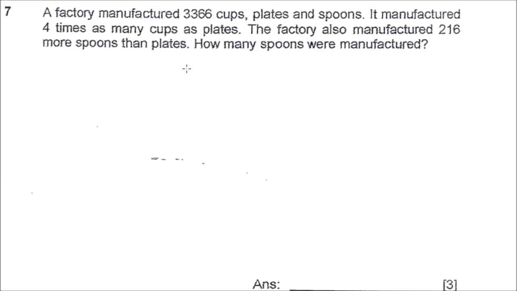Okay, question 7, right? A factory manufactured 3,366 cups, plates, and spoons. It manufactured 4 times as many cups as plates, and the factory also manufactured 216 more spoons than plates. So how many spoons were manufactured?